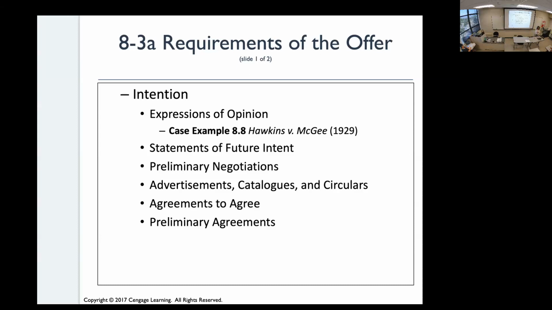If it's a unilateral offer, there will be advertisements. You can advertise products for sale online, in catalogs, circulars, and so forth. And then you're going to agree. You have an agreement to agree on the terms, and those are your preliminary agreements. And the larger the subject matter of the contract, the more of this is going to happen. Sale of a car, probably not that much, but if you're hiring a contractor to build you a house, there might be a lot of this.